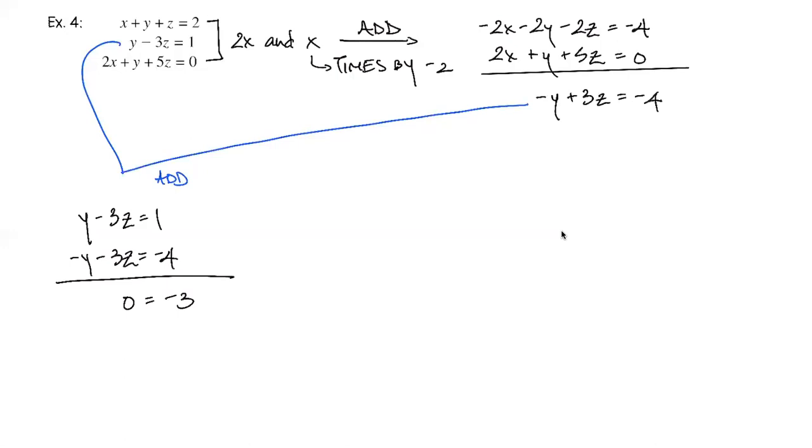Well, the question we ask ourselves is true or false? 0 equals negative 3? I think not. This is false. And it means that we have no solution. And we want to think in our brains, that means that all three planes do not cross at the same point or the same line. Okay? All right, let's move on to example 5.